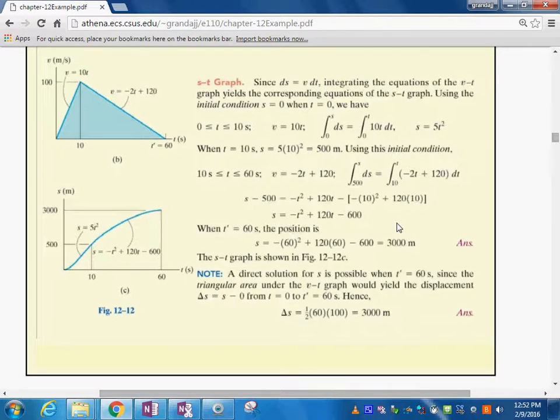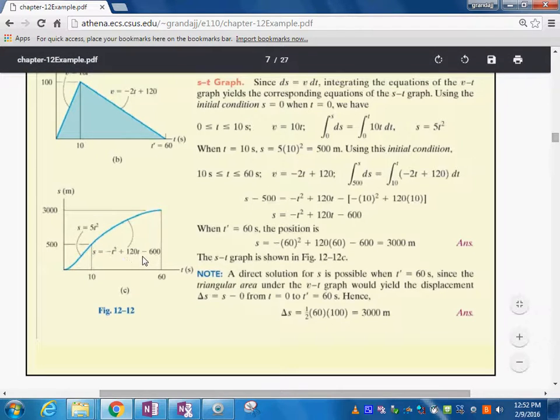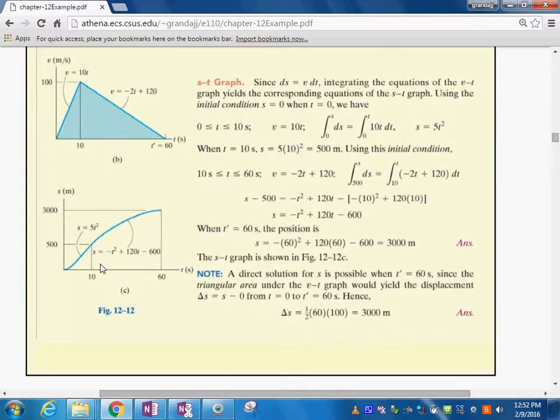So it says, note the direct solution for S is possible when t prime is 60 seconds, since the triangular area under the v-t graph would yield a displacement delta S from t equals 0 to t star. And so delta S would be 1/2 of 60 plus, so this is 3,000 meters.